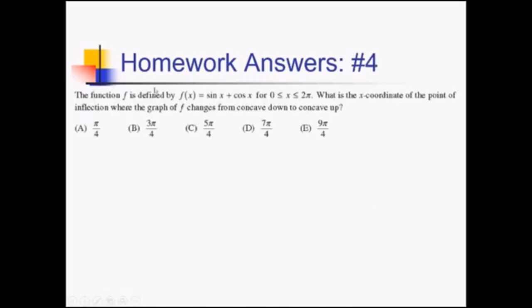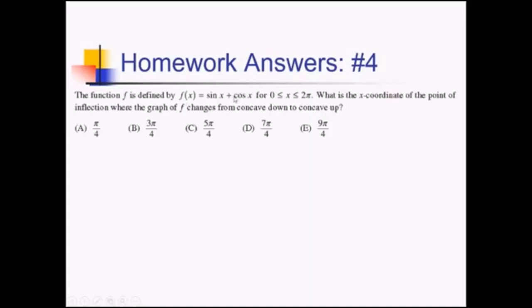For this problem, we have a function defined as sine of x plus cosine of x between 0 and 2 pi. We want to know the x value where our point of inflection occurs, but it's a specific kind of point of inflection. We want the one where f is changing from concave down to concave up. So basically, we're asking at what x value does f double prime change from negative to positive. So let's go ahead and find f double prime and do some sign analysis.